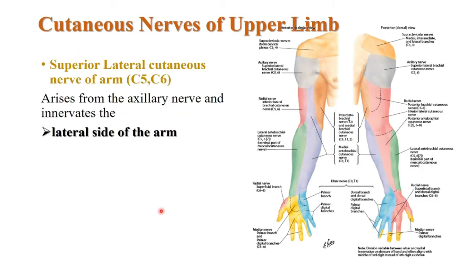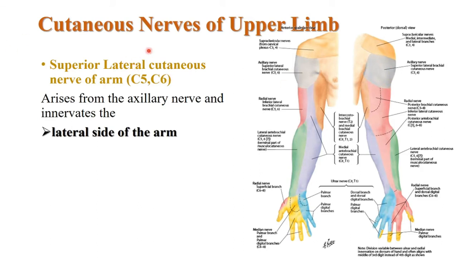Then there is the superior lateral cutaneous nerve of arm, here the patch shown by the grey color, and this is a branch of the axillary nerve having the root value C5, C6. It is supplying the lateral aspect of the arm.